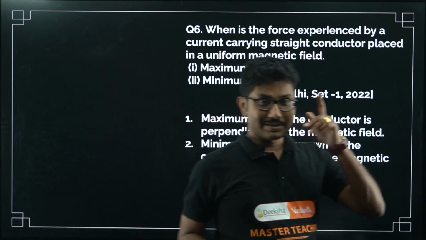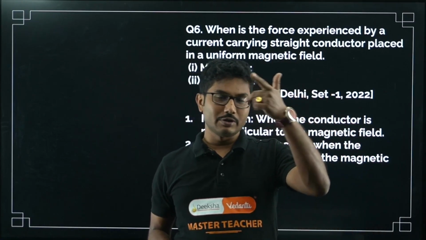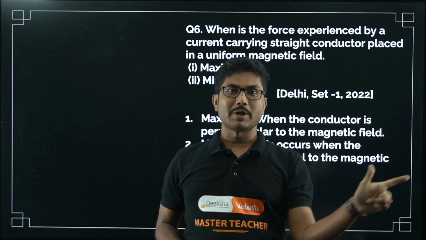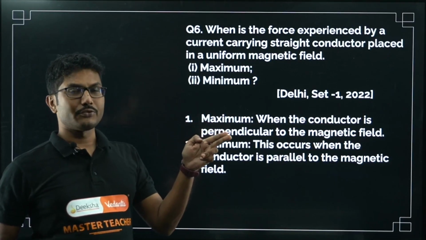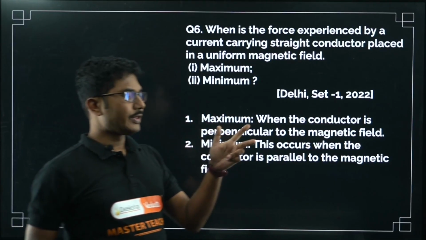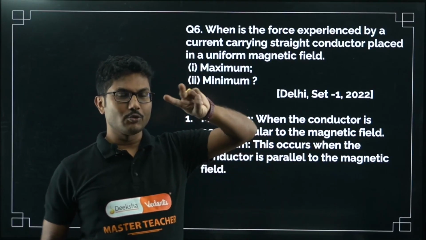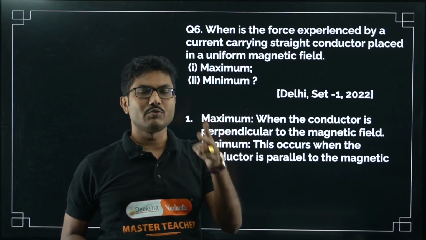So for maximum force only we know Fleming's left hand rule. When they are perpendicular to each other, the force is maximum. When they are parallel to each other, the force becomes 0. When they are parallel to each other, it means both are pointing in the same direction. So in that case, no force acts on it.